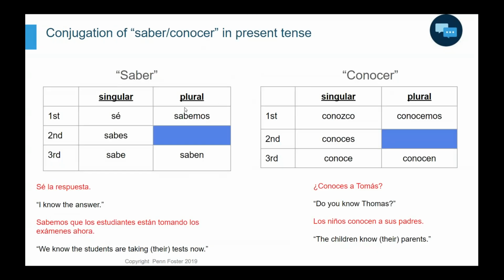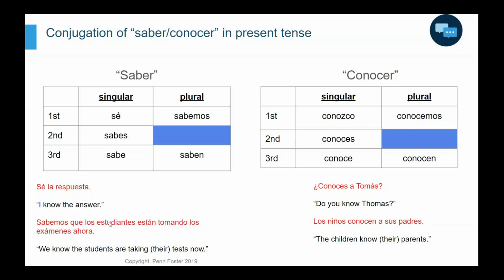So we do want to show you the conjugation of saber and conocer in present tense. So starting with saber, it's another irregular verb, really just in this first person singular form, sé. So sé, sabes, sabe, sabemos, saben. We have some examples here below. Sé la respuesta. I know the answer. Again, we're using saber here because it's certain. You know it for sure.